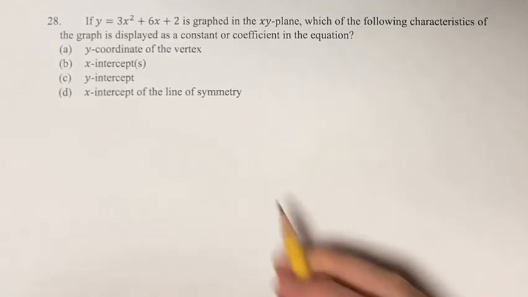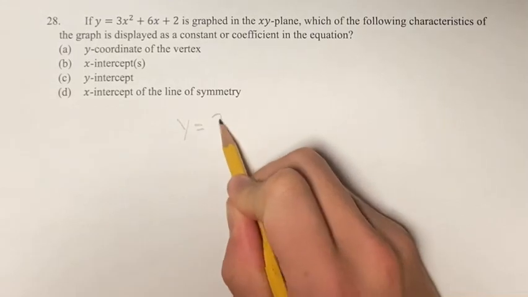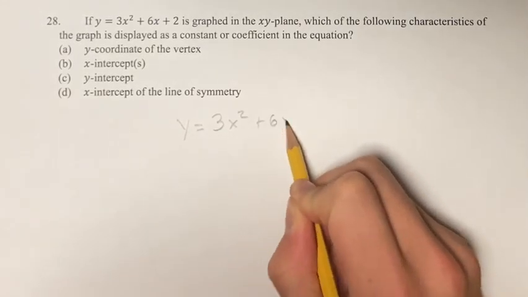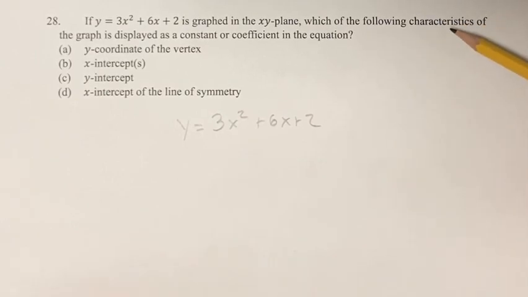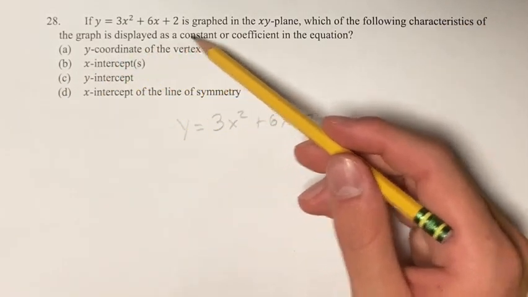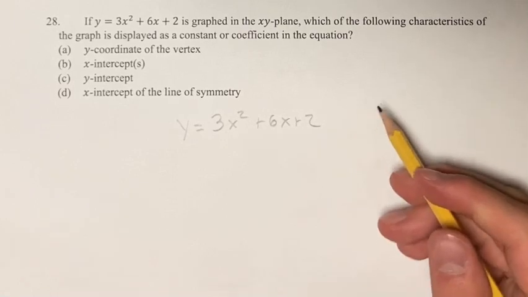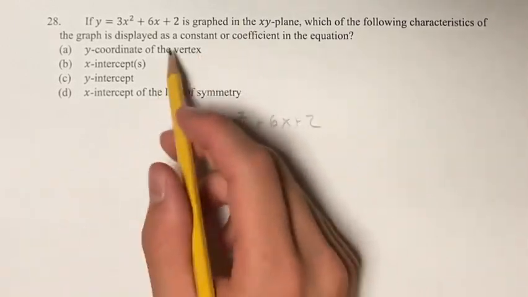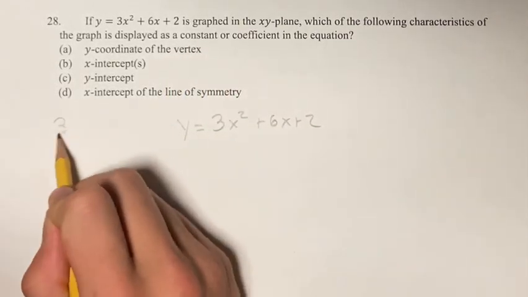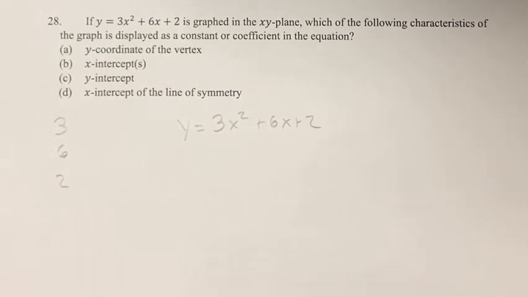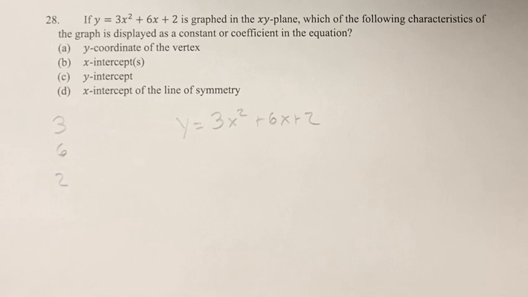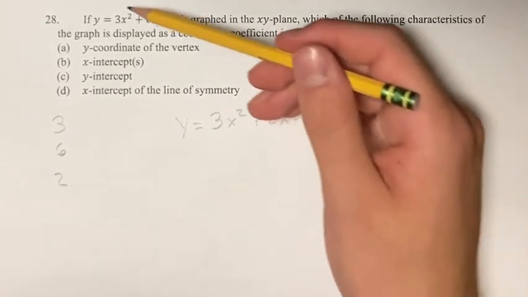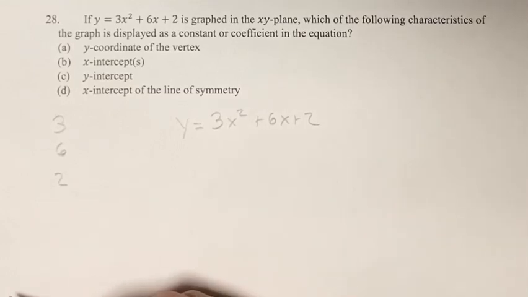In this problem, we're asked: if the function y is equal to 3x squared plus 6x plus 2 is graphed in the xy plane, which of the following characteristics of the graph is displayed as a constant or coefficient in the equation? So the constants or coefficients in this equation are 3, 6, and 2. And I guess technically there's a 1 in front of the y, but we can ignore that. So which of these could be interpreted easily just based off of this equation right here?